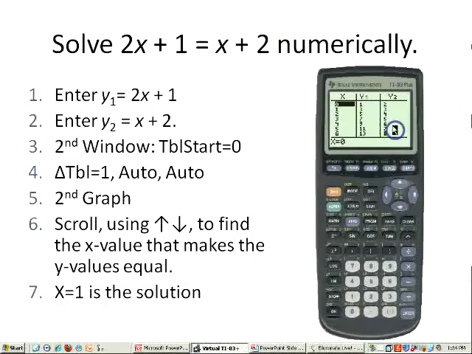So we just scroll through our table and look for where we have equal y values. And you can see that when x is 1, the y1 value and the y2 value are both 3. So that tells us that x equals 1 is the solution. We've got the same solution here as we did previously.